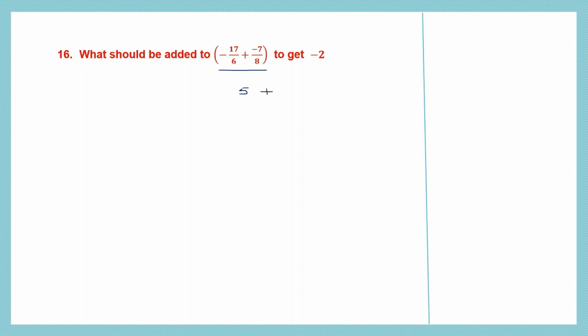What should I add to 5 to get, instead of minus 2, I'm writing 7. This is to give you a better understanding of the sum. So what should I add to 5 to get 7? Now I know that I have to add 2, isn't it? Now how did we get this 2? If I subtract 5 from 7, 7 minus 5 is equal to 2.